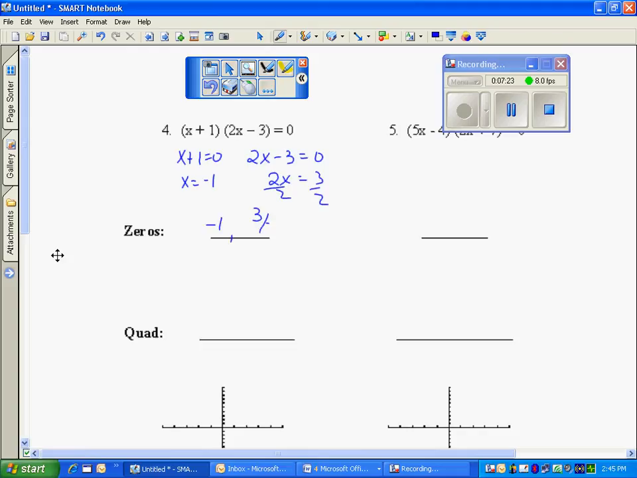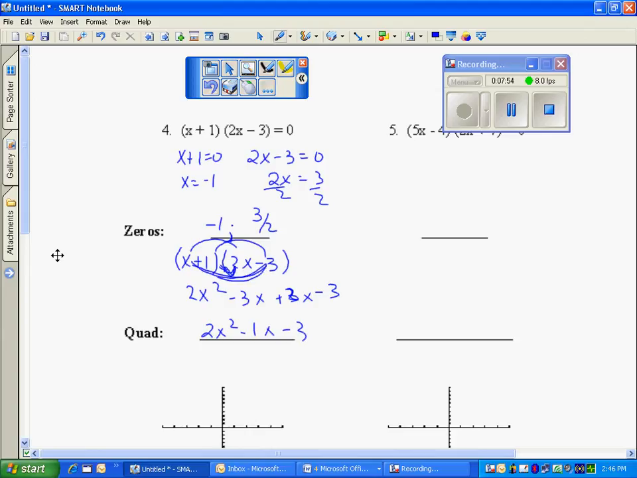So taking x plus 1, multiplying it by 2x minus 3 to get it back in standard form, I get 2x squared outside, inside, and last. Just the distributive property. Combining like terms. Looks like I have, this should have been a 2x. Combining these terms, I get a negative 1x minus 3. Here's my 2x. Here's my minus 3x. So this is a 2.